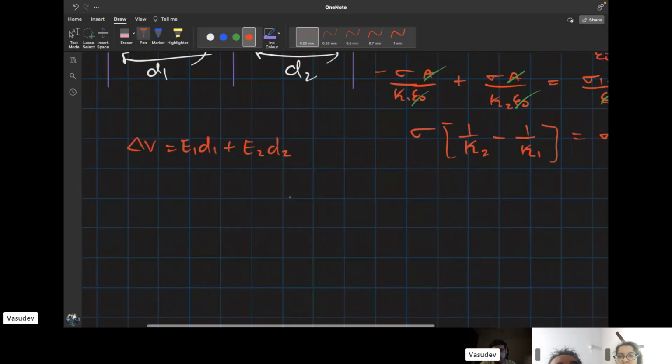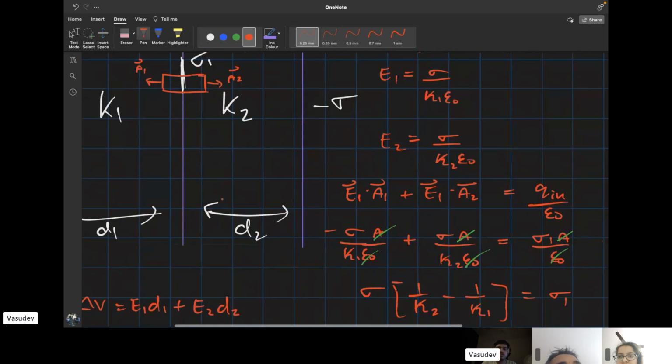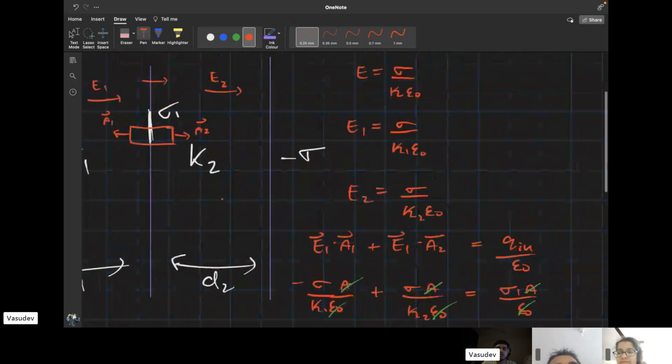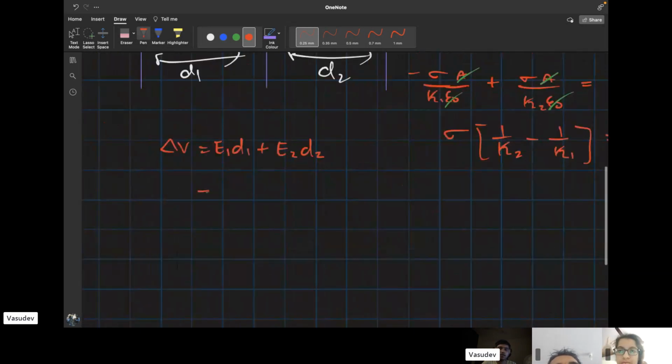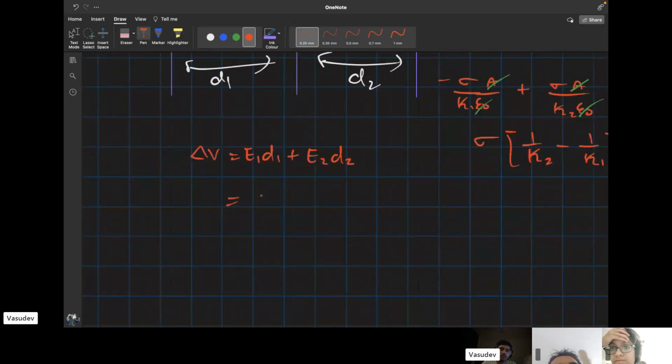Well, okay, let me just think about this. We know E1, D1, and E2, D2. Let's just substitute our values in for E1 and E2 and see what we get. We know E1 is sigma over kappa 1 epsilon naught, right? Sigma D1 over kappa 1 epsilon naught, plus sigma D2 over kappa 2 epsilon naught.